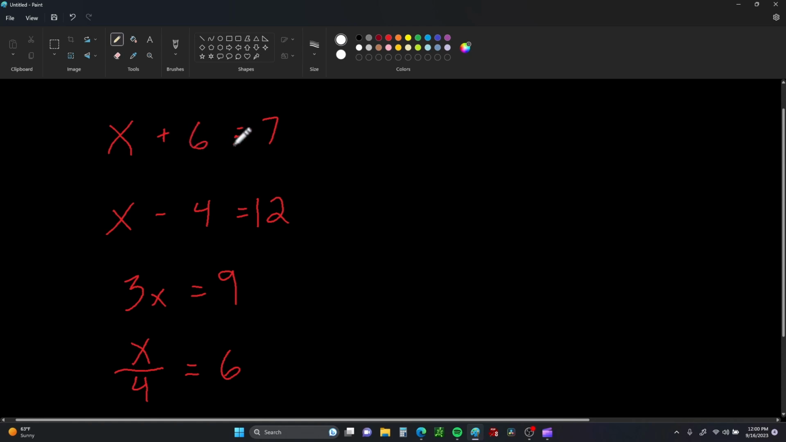Since I'm adding 6, I subtract 6 from the answer, and I get x equals 1. Since I'm subtracting 4, I do the opposite. I add 4 to 12, and that's 16, and that's the answer. Over here, I'm multiplying by 3, so I just divide the answer by 3. Here I was multiplying by 3, so here I divide by 3. 9 divided by 3 is 3. Here I'm dividing by 4, so I multiply 6 by 4 is 24.